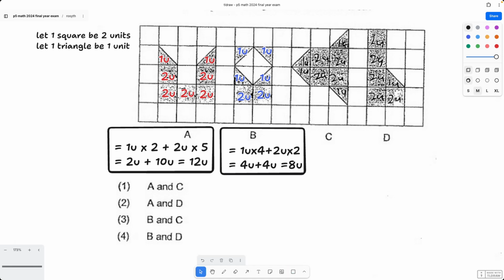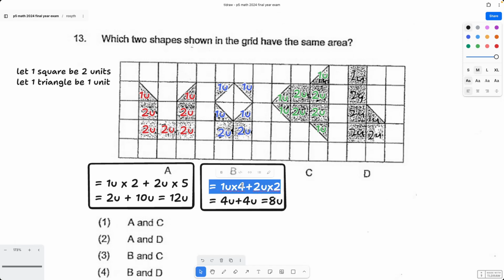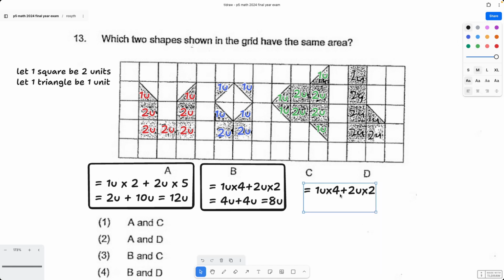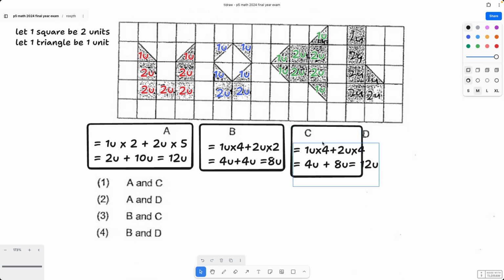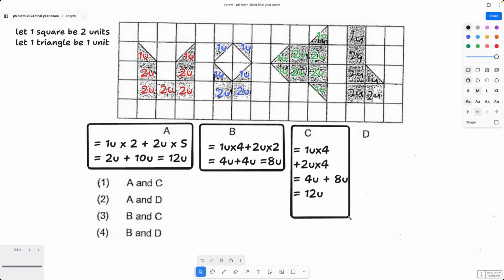Right, so this is B over here. Okay, let's go for C. For C over here, I don't want this to be green. So that's 1, 2, 3, 4, so 4 units, but 2 units times not 2, but 4. And then this will become 4 units plus 8 units, which is equal to 12 units. Okay, so I think we got the answer. So C, I don't know how I'm going to place this, but let me just cram this up like this. Here you go.